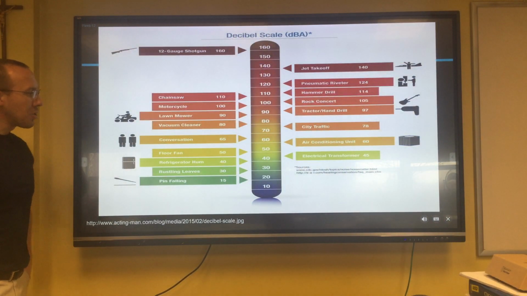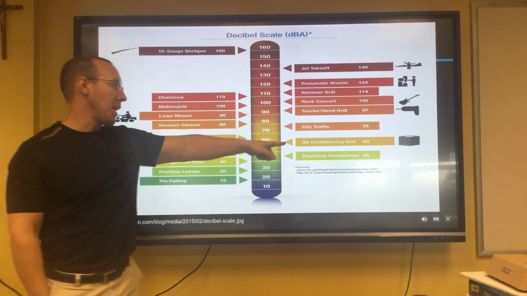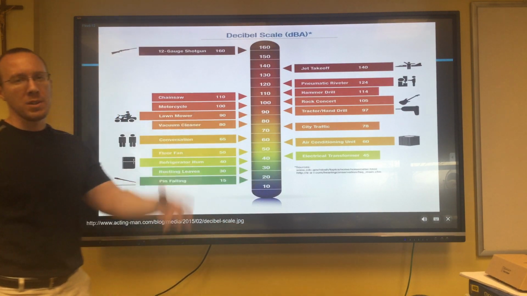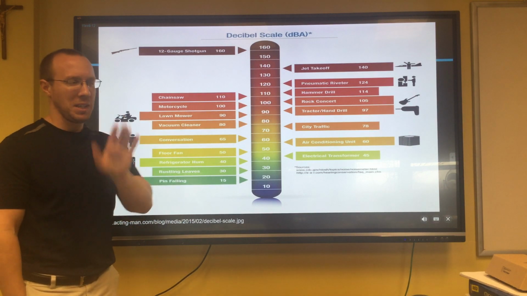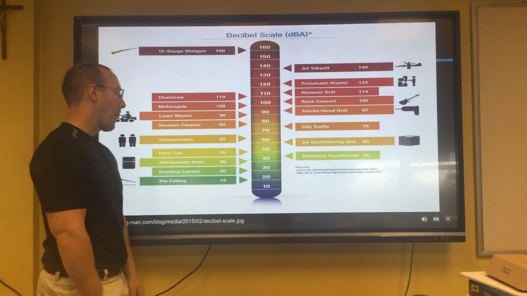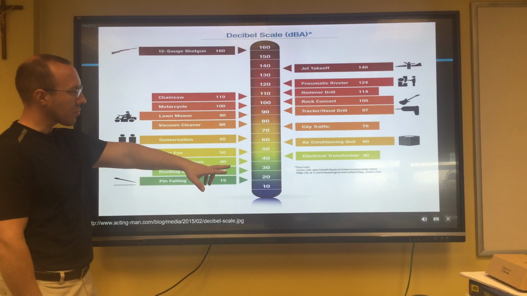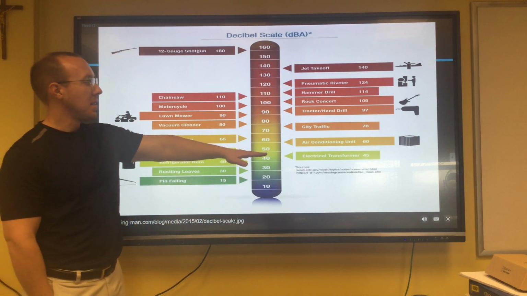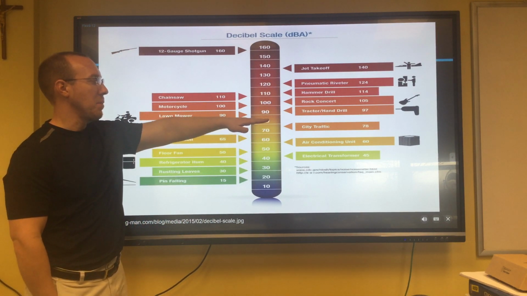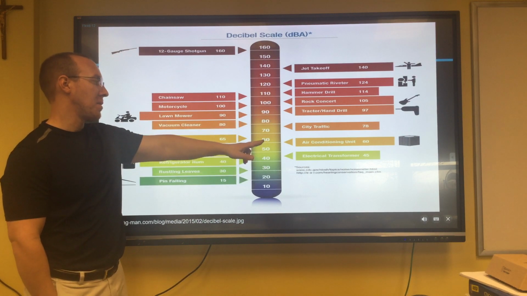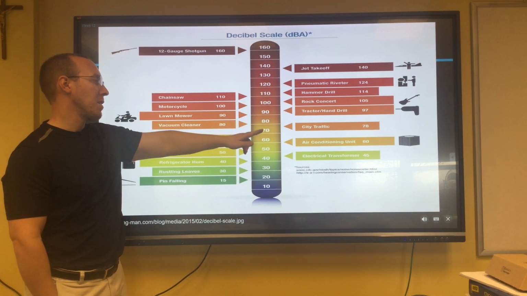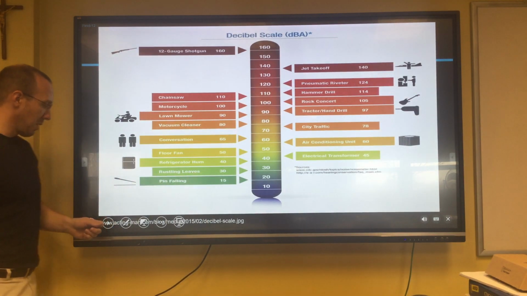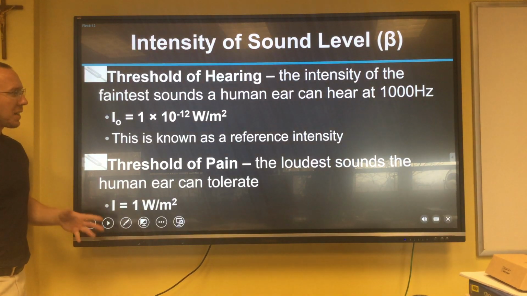Here's our chart. So if I'm comparing a floor fan to an air conditioning unit, 50 to 60, the air conditioning unit is 10 times more intense. If I said louder in there, ignore that. 10 times more intense. If I go from 50, let's say up to 80, a vacuum cleaner, it'd be times 10, times 10, times 10. So it'd be 10 times greater, 100 times greater, 1,000 times greater. I'll show that here in a little bit, so maybe leave a little space there.